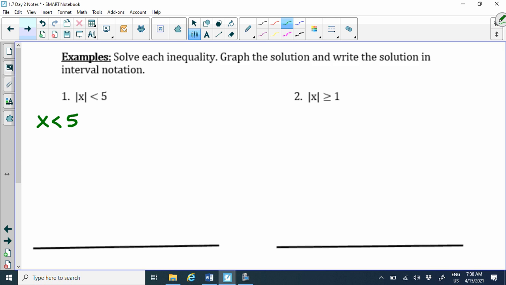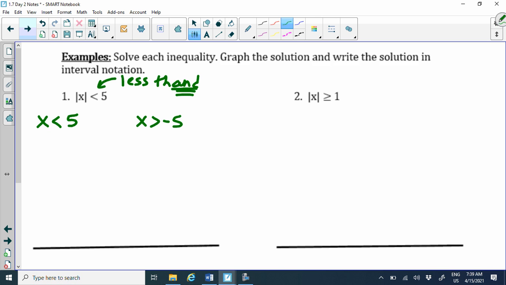Now on our other one, we're going to write our second inequality, and what happens is we negate the 5 and we flip the inequality sign. So that means we get x is greater than negative 5. Now we need to decide if this is an and or an or problem, because that allows us to know if we're going to shade in between or in opposite directions. Since this is a less than, this is an and problem. So that means we're going to shade in between.